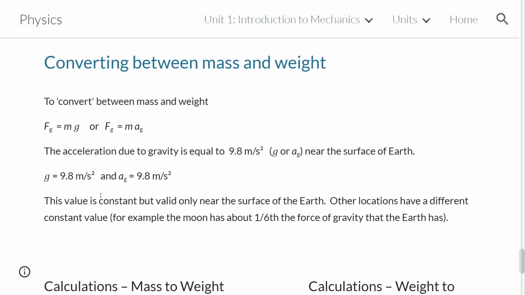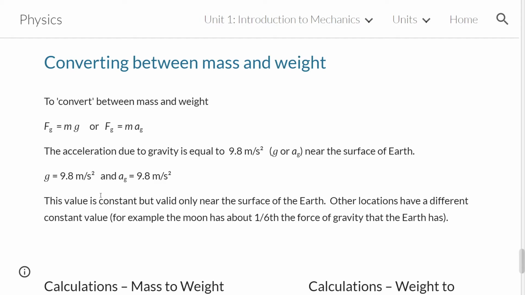Converting between mass and weight. To convert between mass and weight, use this formula. The force of gravity, F sub g, on an object is equal to the object's mass times little g. Fg equals mg.